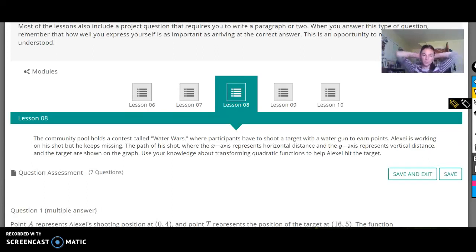The community pool holds a contest called Water Wars, where participants have to shoot at a target with a water gun to earn points. Alexi is working on his shot, but he keeps missing. The x-axis represents the horizontal distance and the y-axis represents the vertical distance. The path of his shot and the target are shown on the graph. We're going to use our knowledge about transforming quadratic functions to help him hit his target.